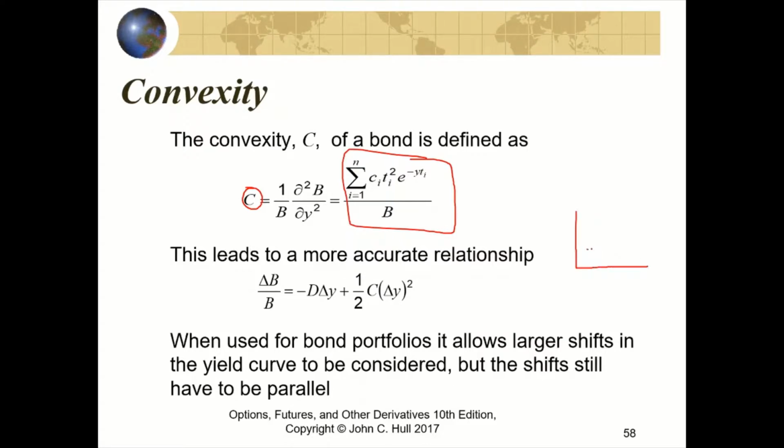Let's say this is the yield curve. A parallel shift will mean that all the yields will increase or decrease by the same value. Now, it is possible that sometimes the shift will not be parallel. So, for example, it looks something like this. In this case, the convexity will not be able to capture properly the effect of the change in the yield on the bond price or the portfolio bond price.